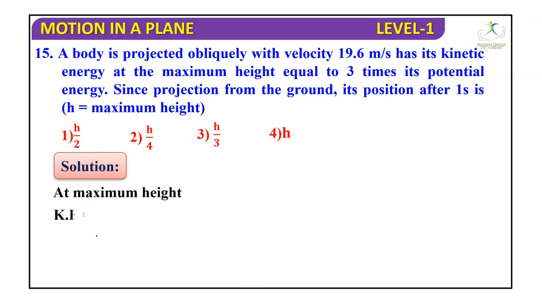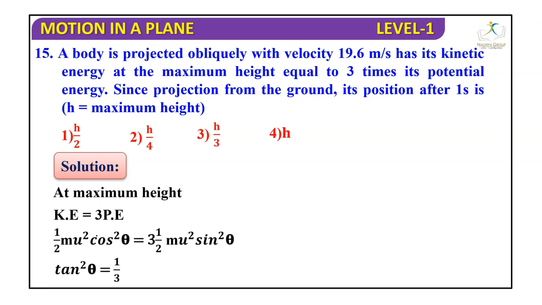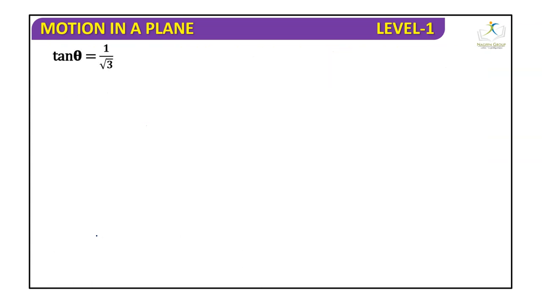Solution. At maximum height, kinetic energy is equal to 3 times the potential energy, which is half mu square cos square theta equals 3 times half mu square sin square theta. Tan square theta is equal to 1 by 3. Tan theta is equal to 1 by root 3, and theta is equal to 30 degrees.